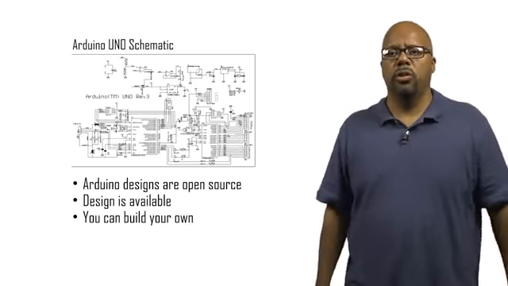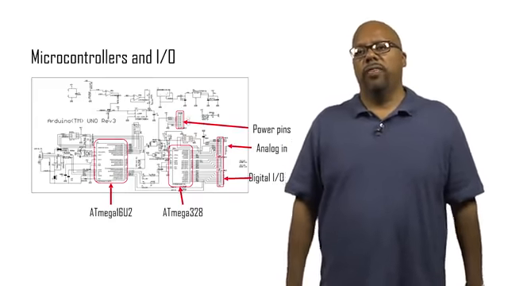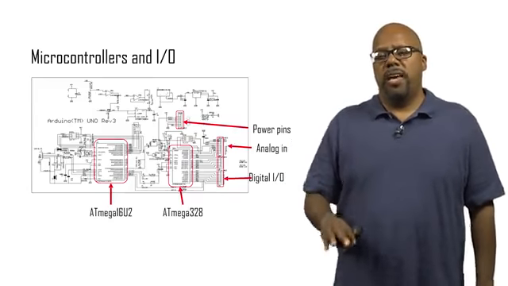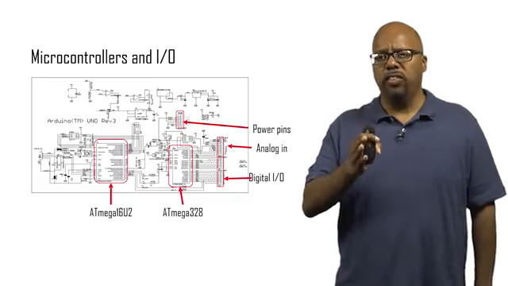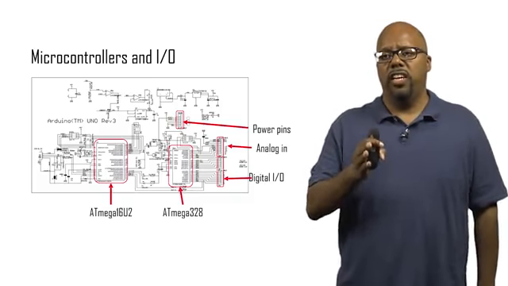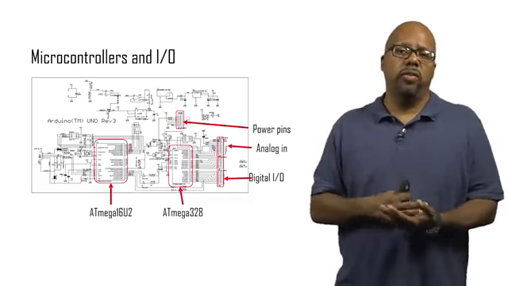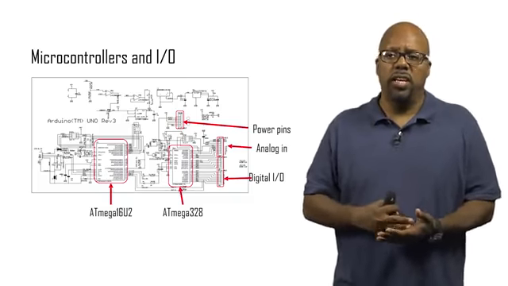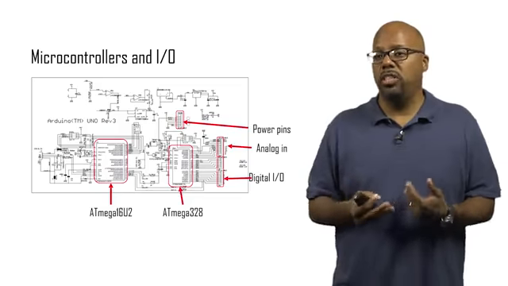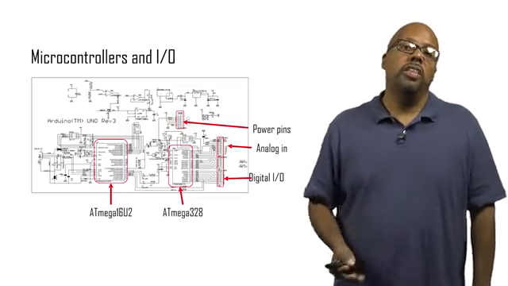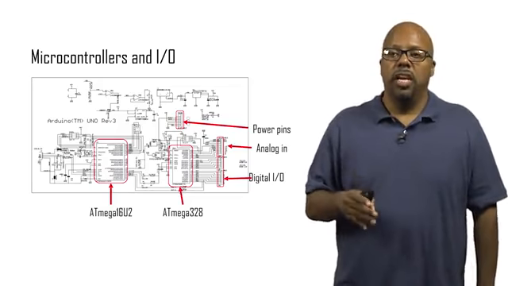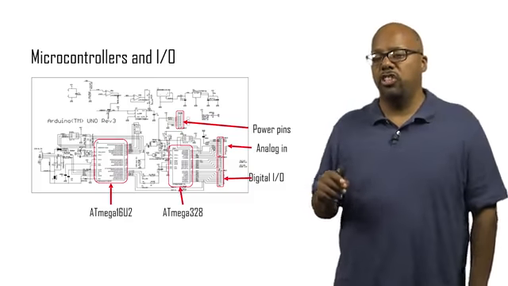So let's look at it in a little more detail. If you look at the schematic, we've highlighted a few interesting things here. The first things we've highlighted are the processors. Like we said, there are two microcontrollers on this device. There's the Atmega 328, which is the main one that you're going to be programming, and then there's the Atmega 16U2 that deals with the USB connection. You can see both of those are highlighted in the picture.